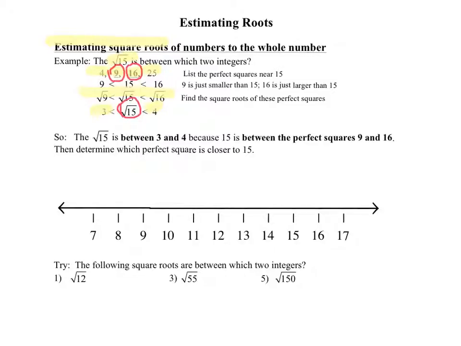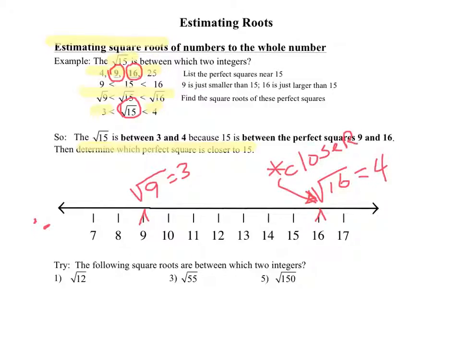We now need to determine which one is closer to 15. The square root of 9 equals 3. The square root of 16 equals 4. And you can see by the number line that 16 is closer to 15. So this will be our answer. You can use the number line, or you can use subtraction. Subtracting 15 from 16 leaves 1, and subtracting 9 from 16 leaves 7, which proves through subtraction that 16 is a lot closer to 15 than 9.